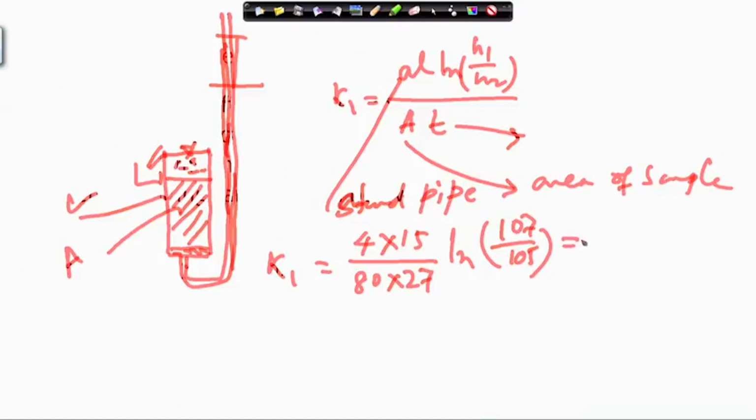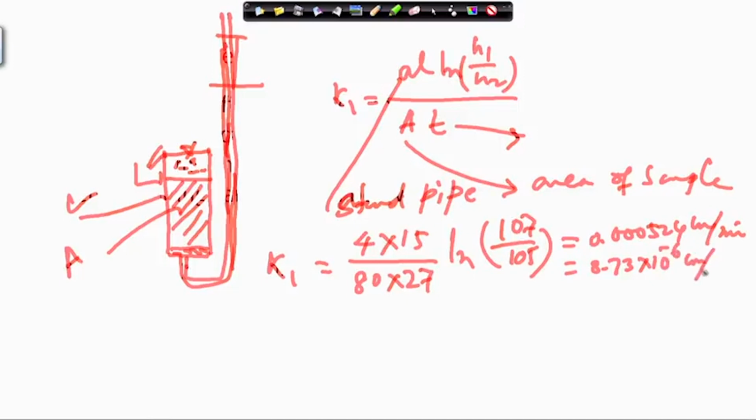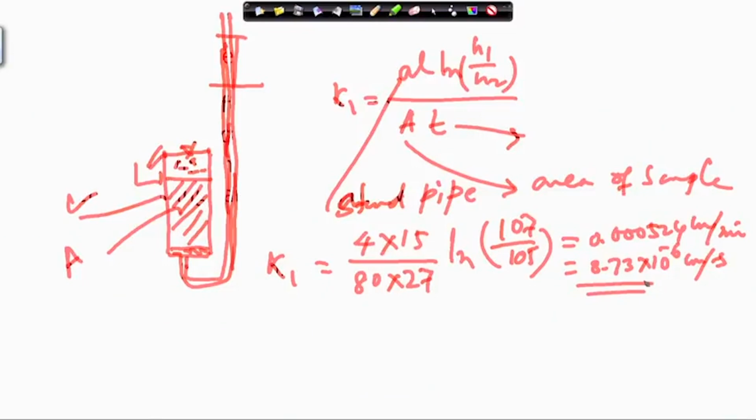I am taking 0 time to T1, so that I am representing as K1. If I take this one, then it gives a value of 0.0000524 centimeter per minute, and that will be 8.73 into 10 to the power minus 6 centimeter per second. Previously for sand the value was quite high, and falling head we do generally for fine-grained soil where permeability is low. So, this permeability also shows quite a low value.